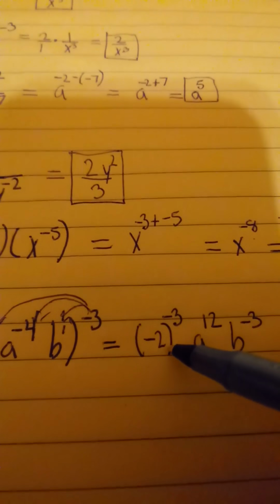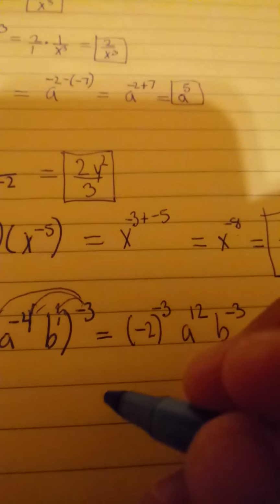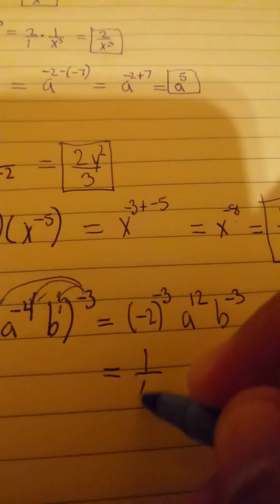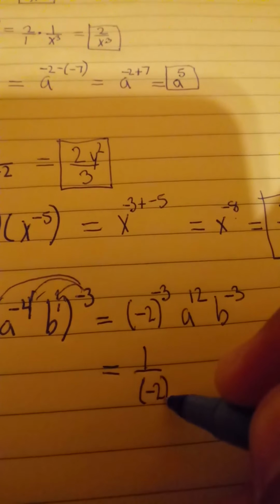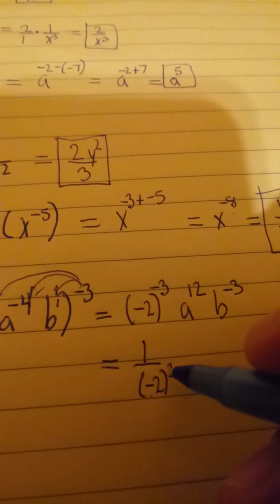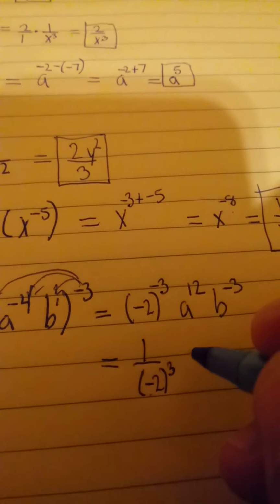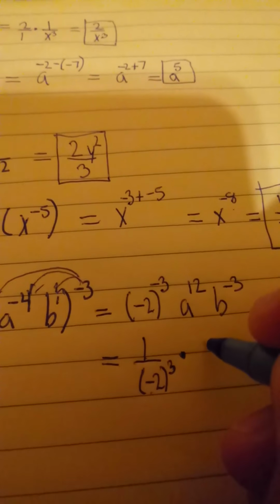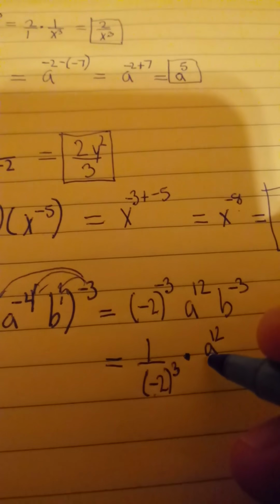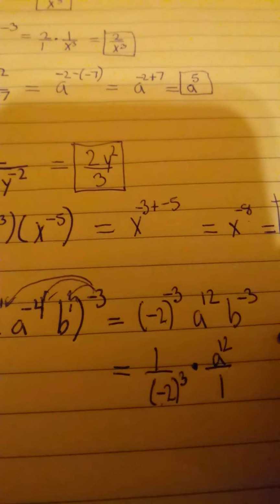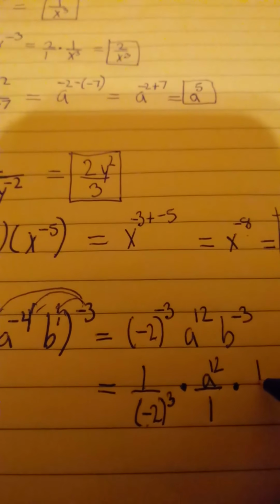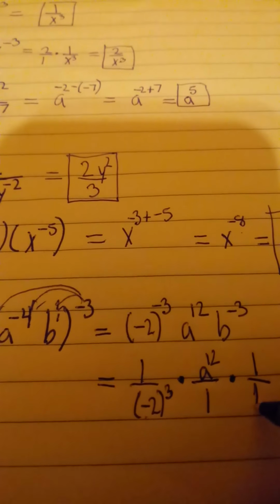From this point on, you're going to go ahead and use the negative exponent rule for this one. So this one will be 1 over negative 2, raised to the positive 3rd power. Notice that the base is still negative. The only thing that changes is the exponent. Now we're going to multiply it times a to the 12. Now since this thing is going to be a fraction, we have to change that into a fraction. So we go ahead and put a 1 on there. And once again, we apply the negative exponent rule right there. So this will be 1 over b raised to the 3rd.